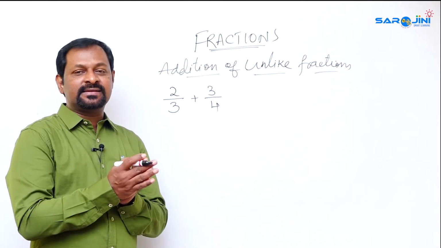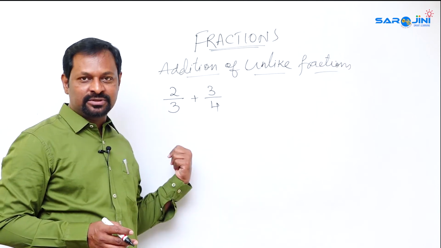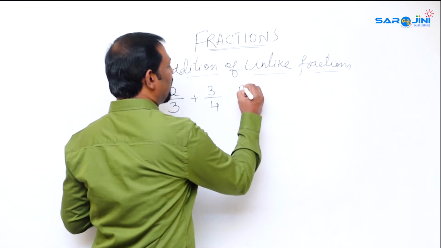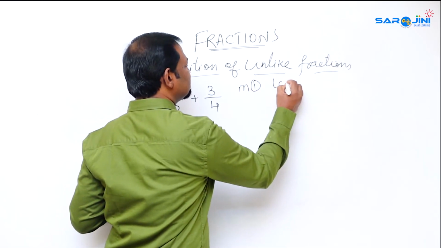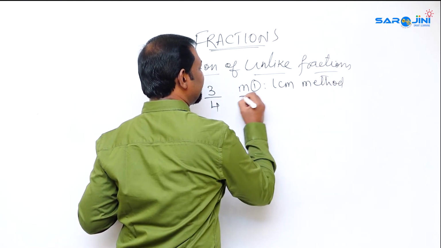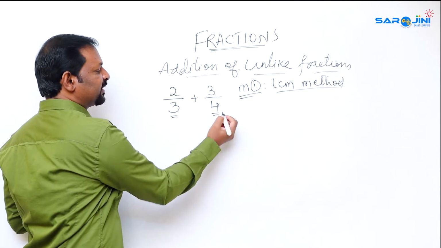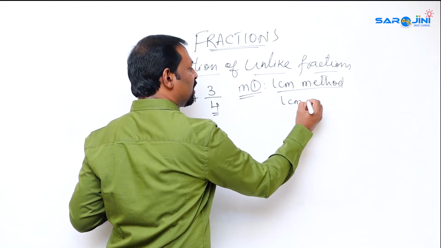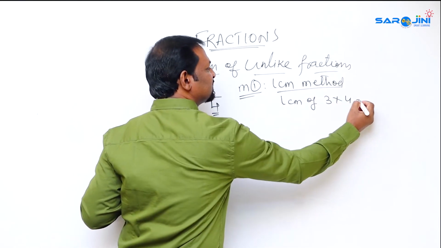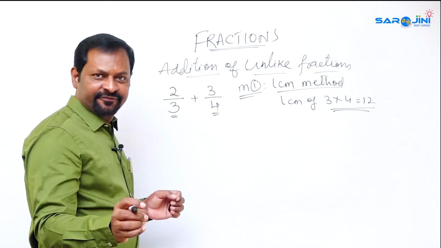To do this, there are two methods. I am going to explain two methods for this calculation. Method 1 is the LCM method. Here the denominator is 3 and here the denominator is 4. So the LCM of 3 and 4 is 12.